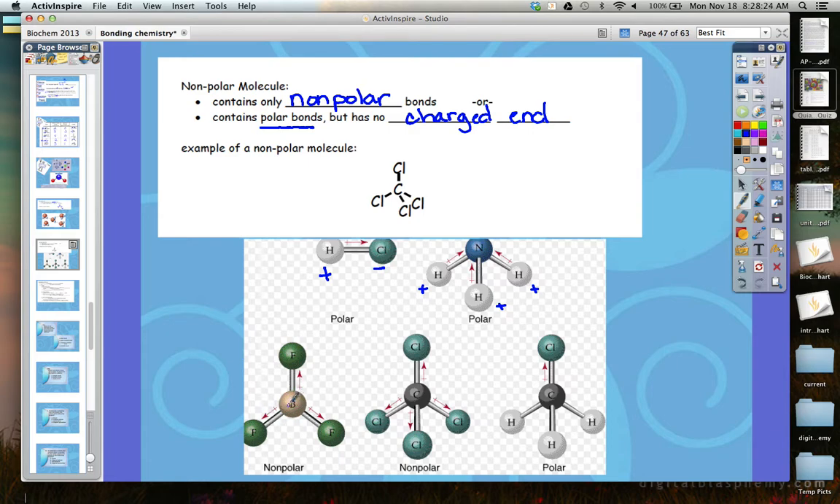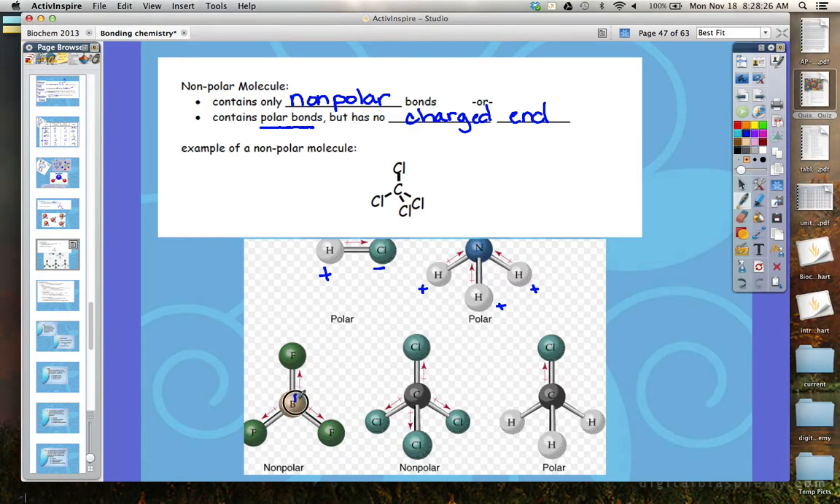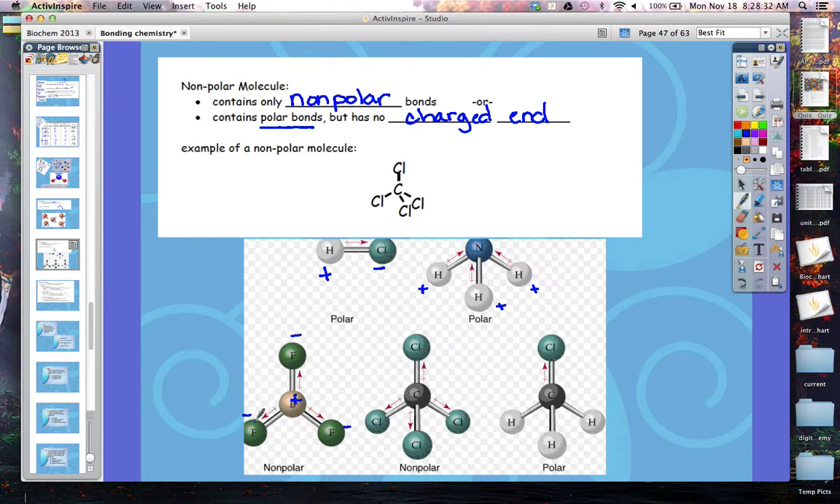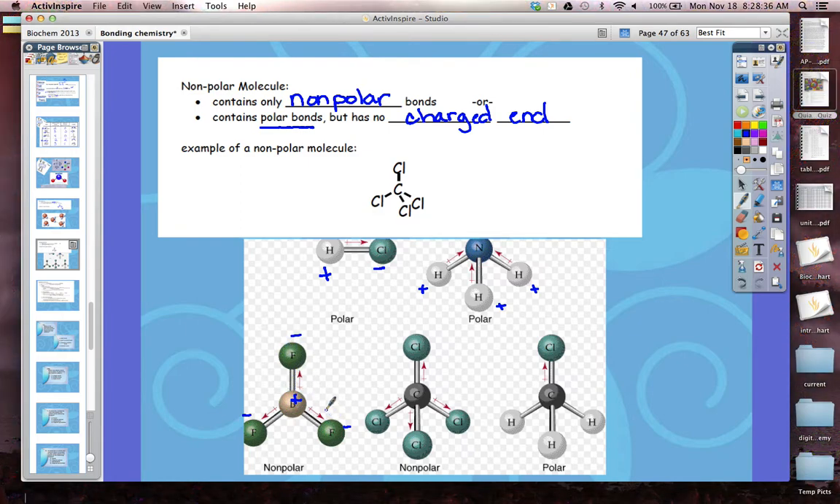Now if I look at nonpolar, this is the positive part. These are the negative parts. But if you look at it, they're all going in the same direction away, so they're canceling each other out. Okay, so this would be nonpolar because there's not a polar end. They are all the same at the end.